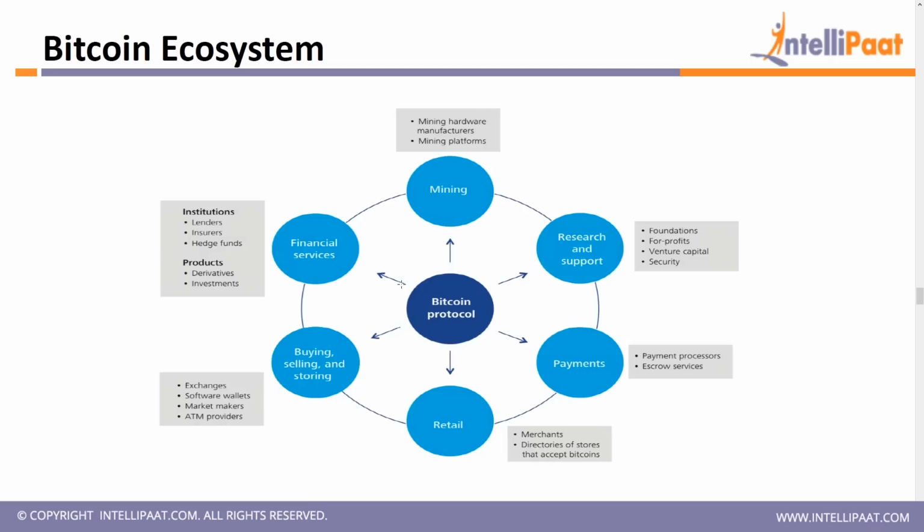You can use the Bitcoin protocol for payment processes, escrow services. Then you can use it for retail services like merchants, directories of stores that accept Bitcoins. You can use Bitcoin's protocol for exchanges, software wallets, market makers, ATM providers, and then you can use it for financial services as well, like institutions, lenders, insurers, hedge funds, and then for products, derivatives, and investments. So these are examples of using the Bitcoin protocol for various kinds of applications and services.